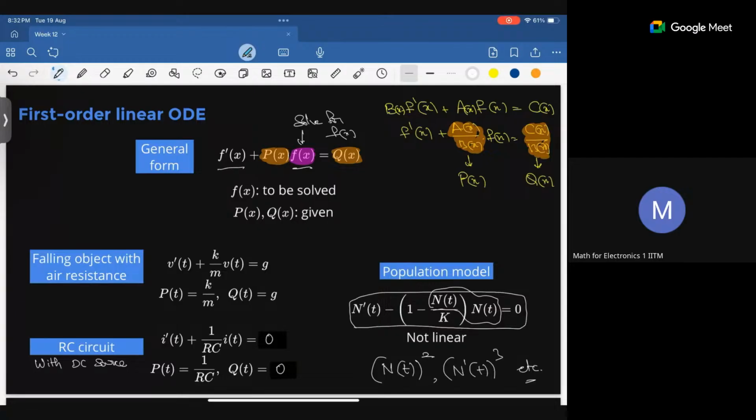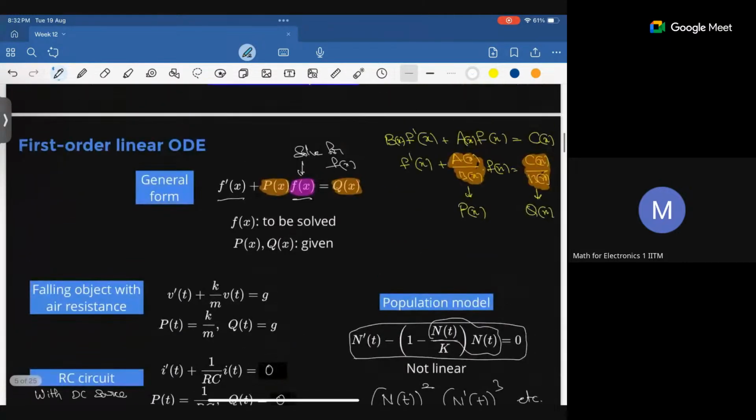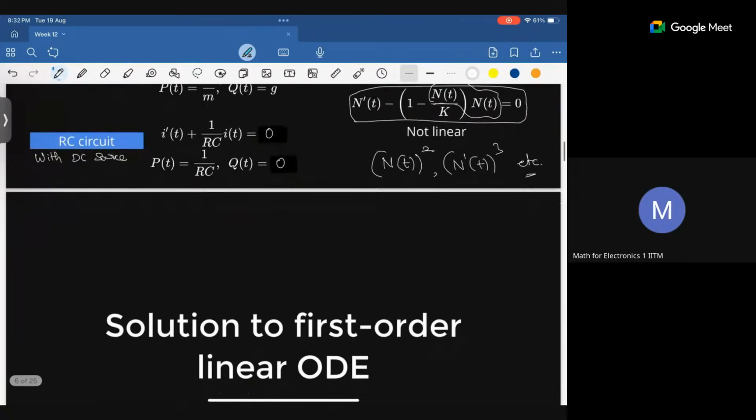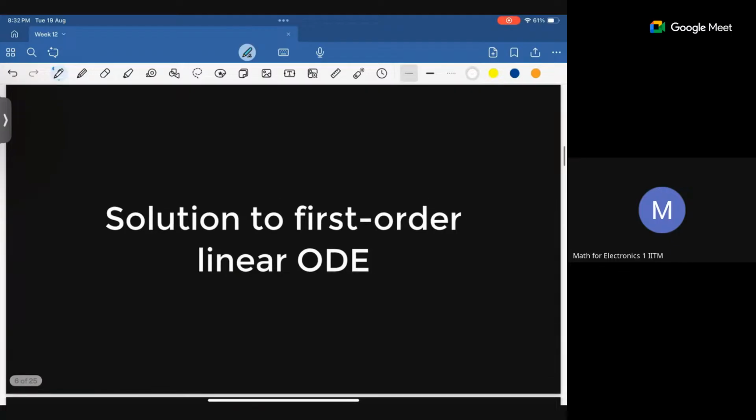So that is sufficient, I guess. We will not be focusing on non-linear too much. We will be focusing only on linear ODEs, so the things that we are going to discuss are also linear differential equations. Now that we understood how the differential equation looks, the next step is how to find the solution of the first order linear ODE, then we'll go to the second order.